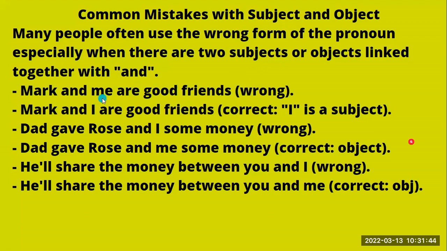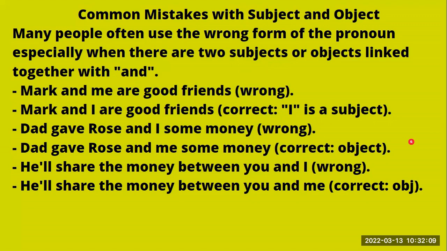Now, Mark and me, you cannot use me as a subject. So because this is a subject, the correct form to use is I. Mark and I are good friends. That's correct because I is a subject. Me is an object.